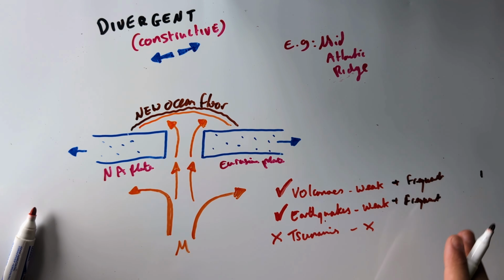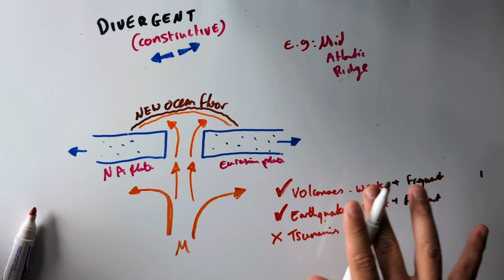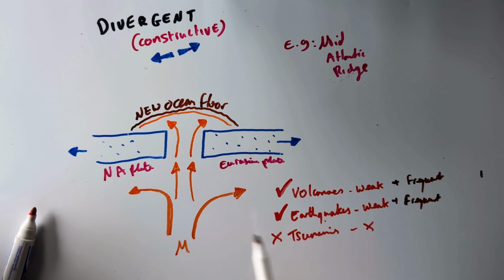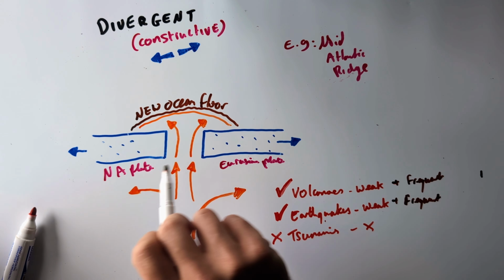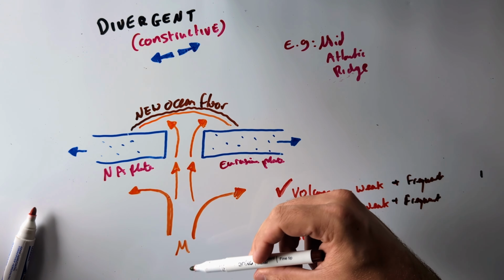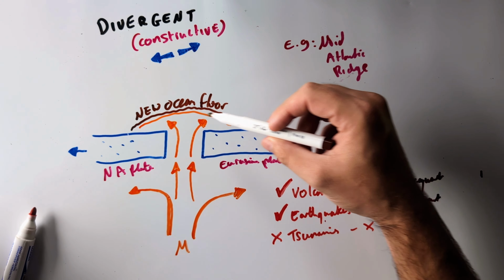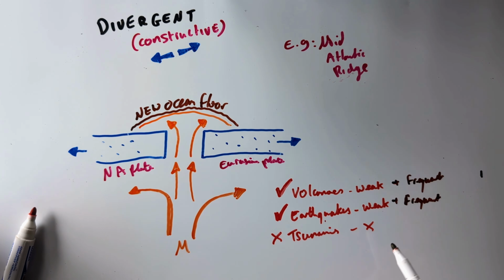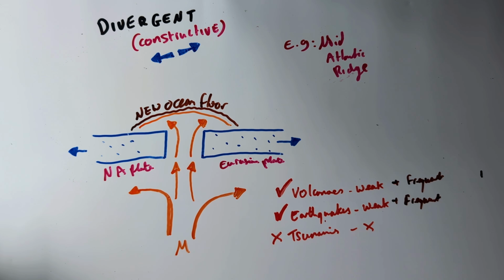So this is a divergent plate boundary, all right? The absolute keys that you take away from this are two tectonic plates moving away from each other, magma rising up from the mantle to create new ocean floor. Yes, there are volcanoes, and yes, there are earthquakes, but they are weak and frequent. Okay, hope that helps. Let's jump into the final one, which is conservative.